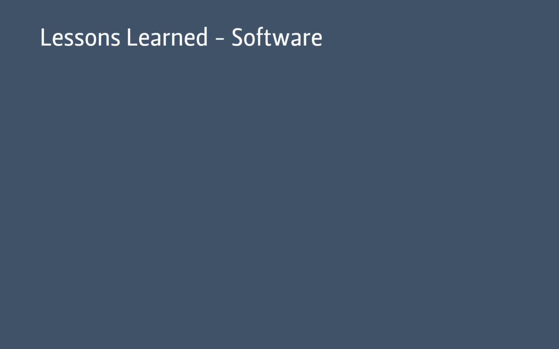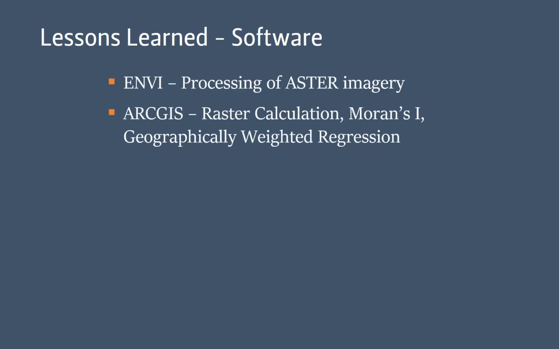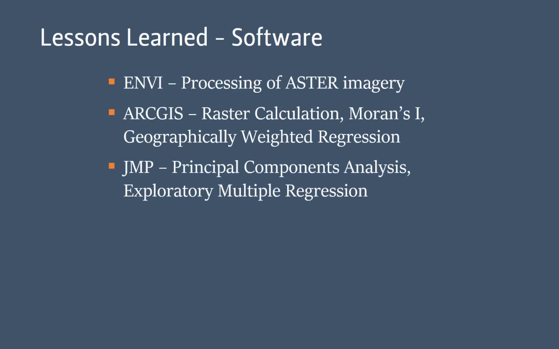For this project, I used a combination of ENVI for processing of the ASTER imagery, ArcGIS for most other spatial analysis, and JMP for calculation of non-spatial statistics, including principal components analysis and exploratory multiple regression. I was already familiar with these software, but I would be interested to hear about any other programs or packages that could improve these analyses.